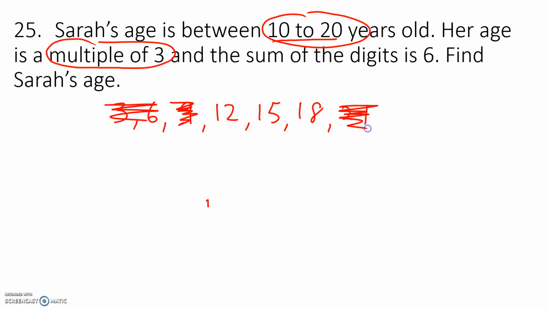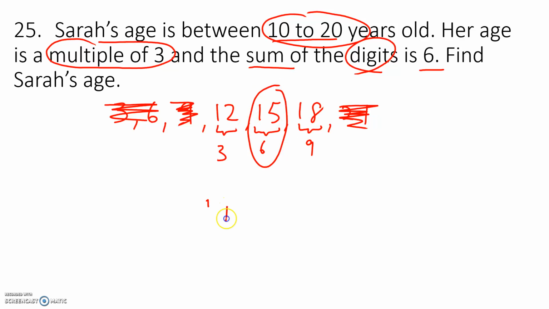21 is not possible. And the sum of the digits is 6. So the sum of the digits here will give a 3. The sum of the digits here will give a 6. The sum of the digits here will give a 9. So the only possible answer, this person must be aged 15 years old, because the 2 digits add up to 6 and they are multiples of 3 as well.